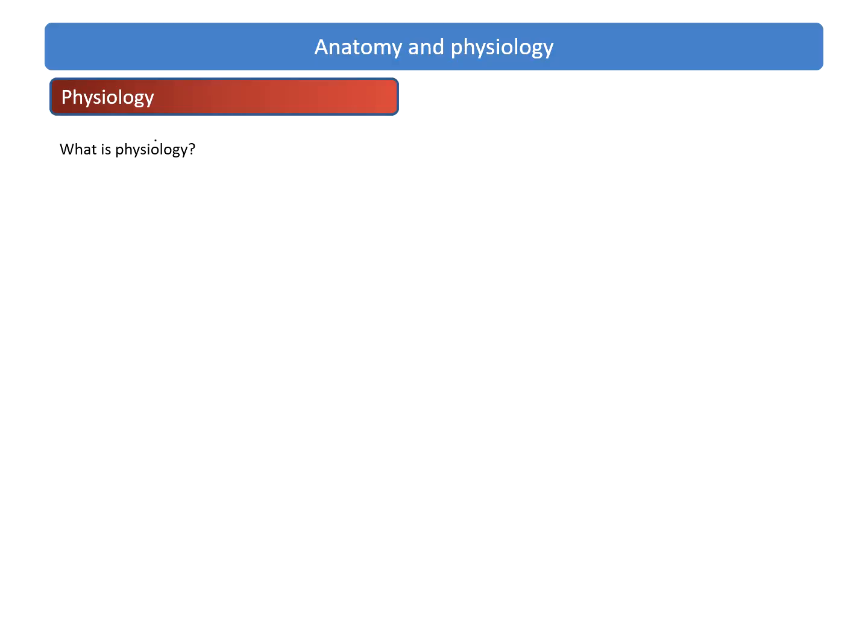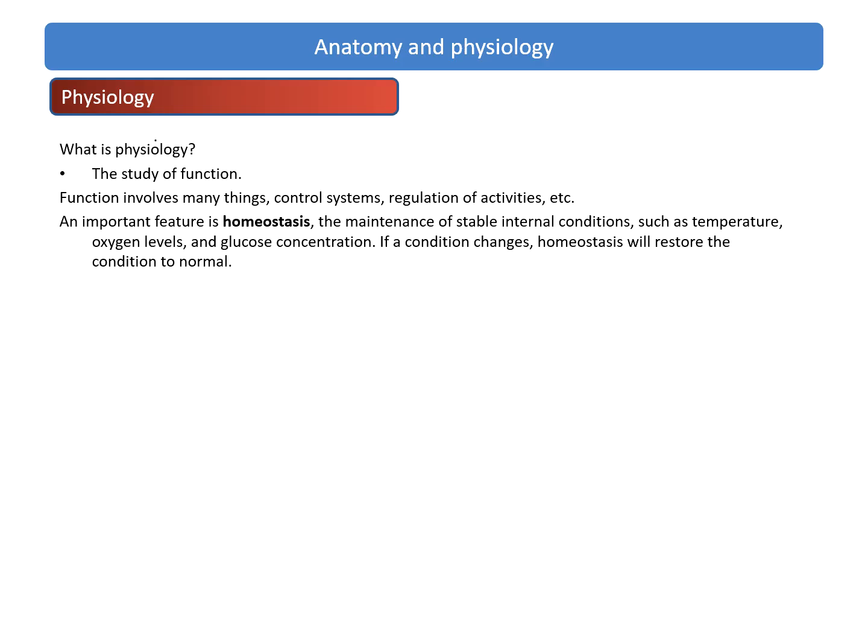Part B, Physiology. What is physiology? Physiology is the study of function. Function involves many things: control systems, regulation of activities, etc. An important feature is homeostasis, the maintenance of stable internal conditions, such as temperature, oxygen levels, glucose concentration. If a condition changes, homeostasis will restore the condition to normal.